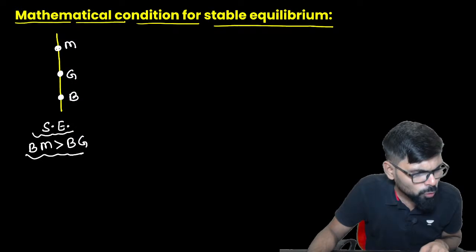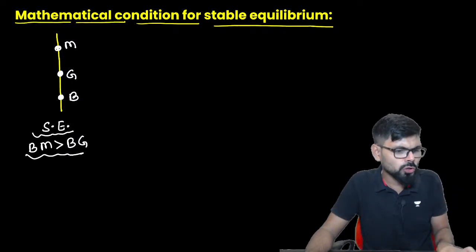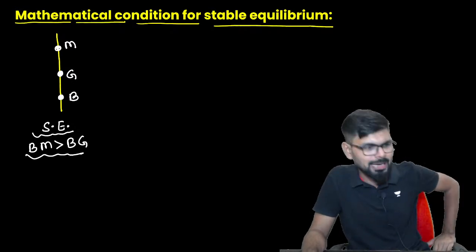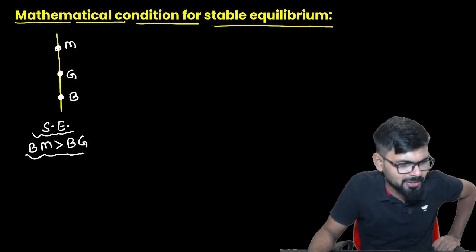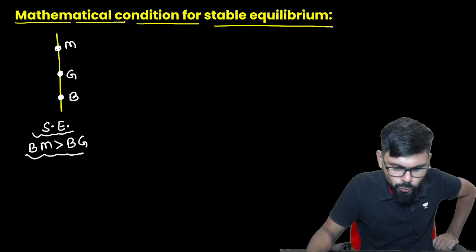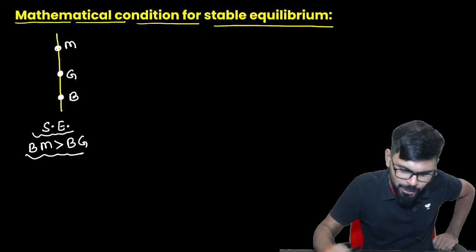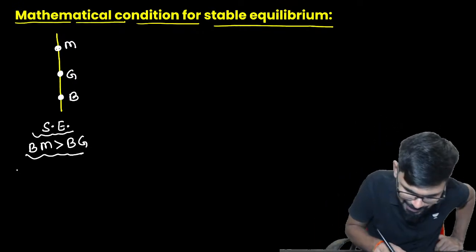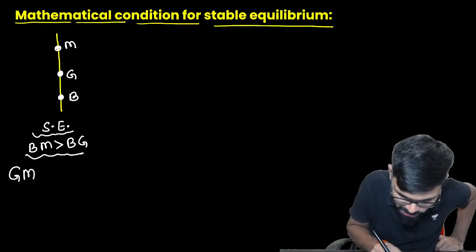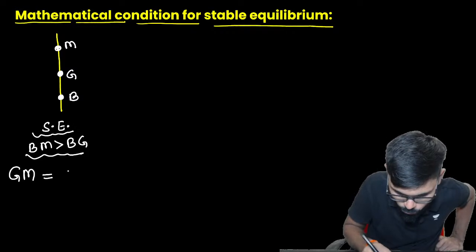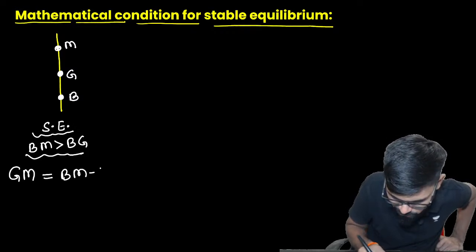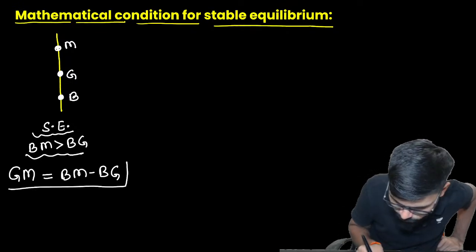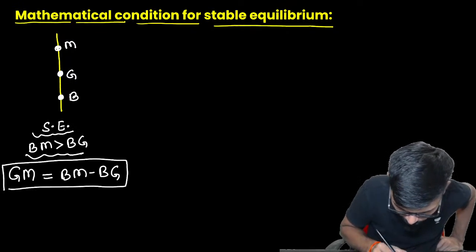Now whenever you want to calculate the value of metacentric height, what you have to do? BM value we can find out, BG value we can find out. So basically I can write here, the formula: GM we have to find out. GM is equal to BM minus BG. Please listen here carefully. This formula we have to use.